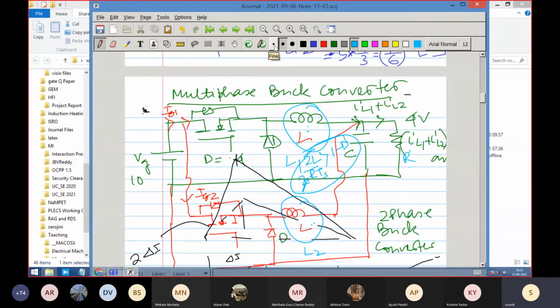Have I answered you? It may be possible to keep one of them in CCM and one in DCM and get a funny kind of current waveform. But we are not violating any of the basic Kirchhoff's laws of electrical engineering. We are not shorting anything. I can play with any kind of current waveform here. I can make it discontinuous, I can make this continuous. So what? They will get added up, whatever way it is.